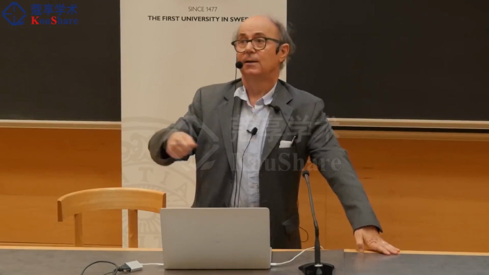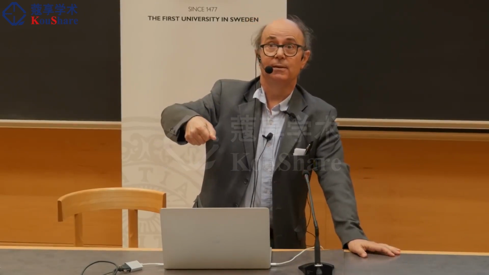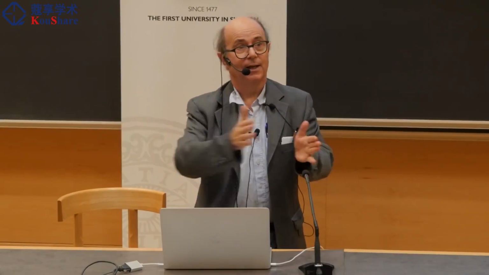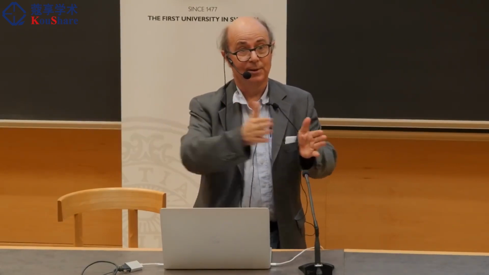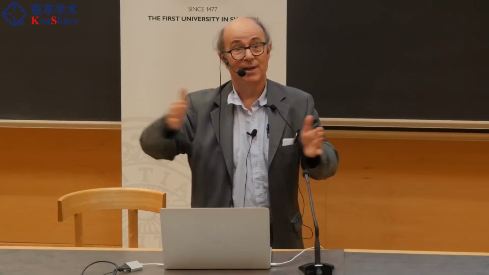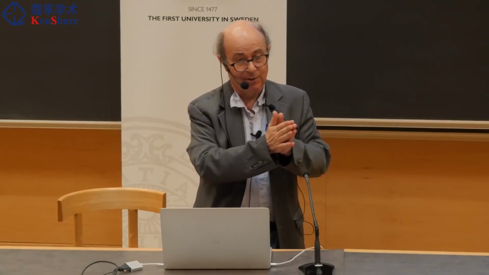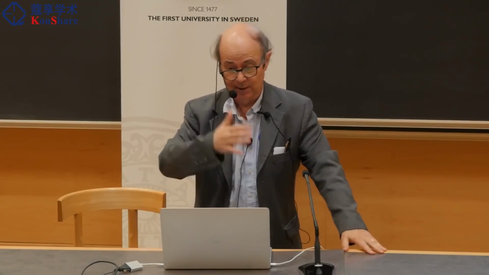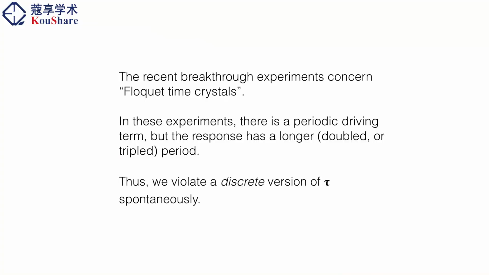So in the two different examples in the experiments, one has a driving term with some period T, and the response is period doubled. So the response is at twice the time interval. So translation through T is no longer a symmetry. Only translation through twice that period. And in some of the experiments, it's also tripling, 3 times the period. So we violate a discrete version of time translation spontaneously.